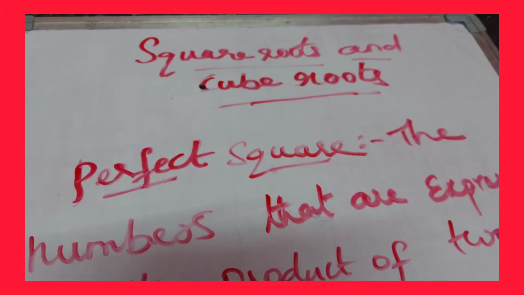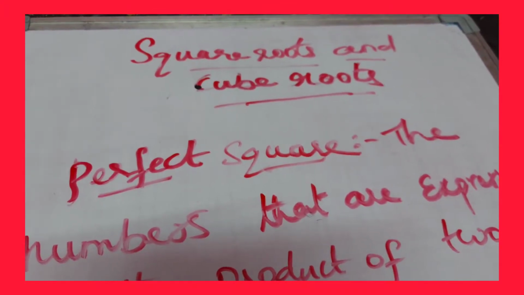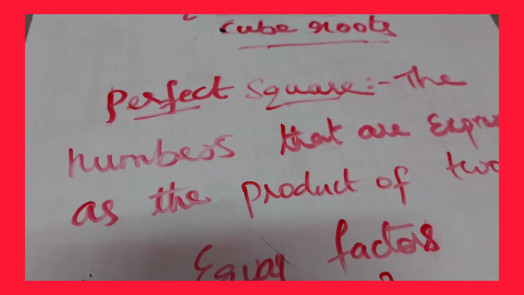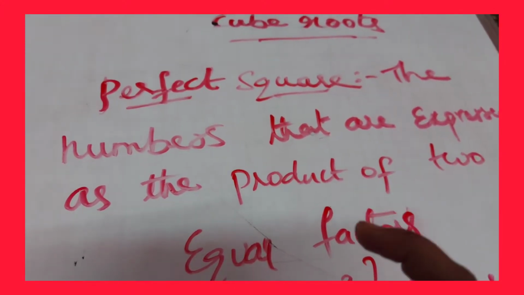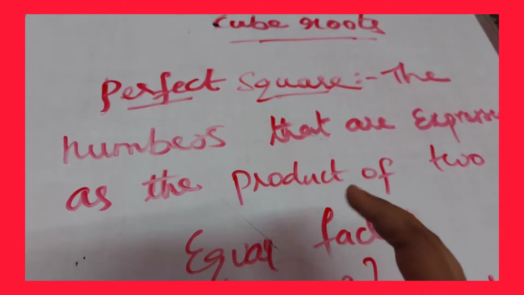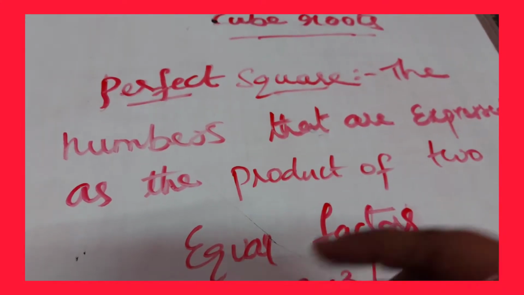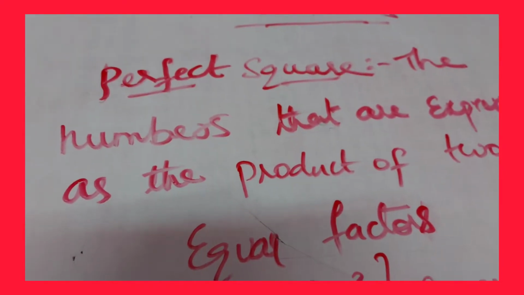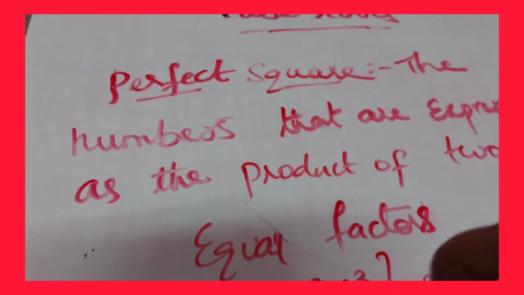So today I am starting your new chapter, square roots and cube roots. First I am going to explain perfect squares. What is a perfect square? First we are going to do some introduction of this chapter and we are going to do exercises after that. So first I am going to explain what is a perfect square.